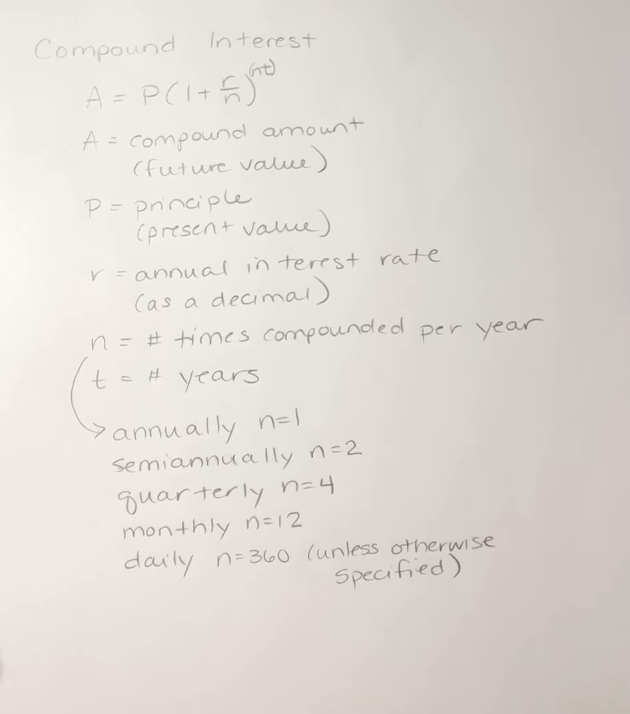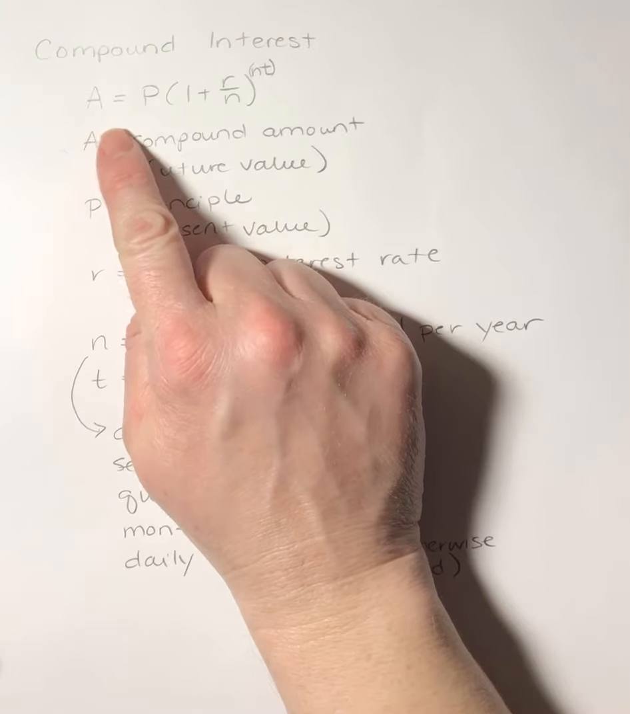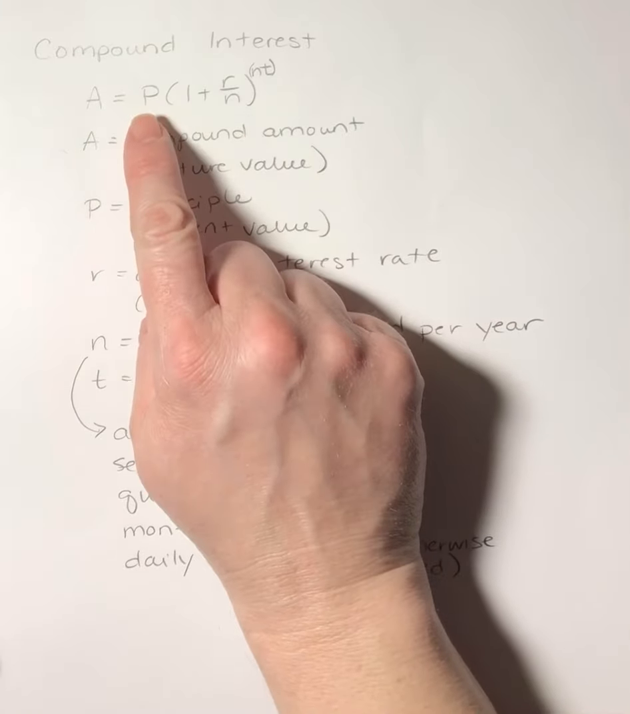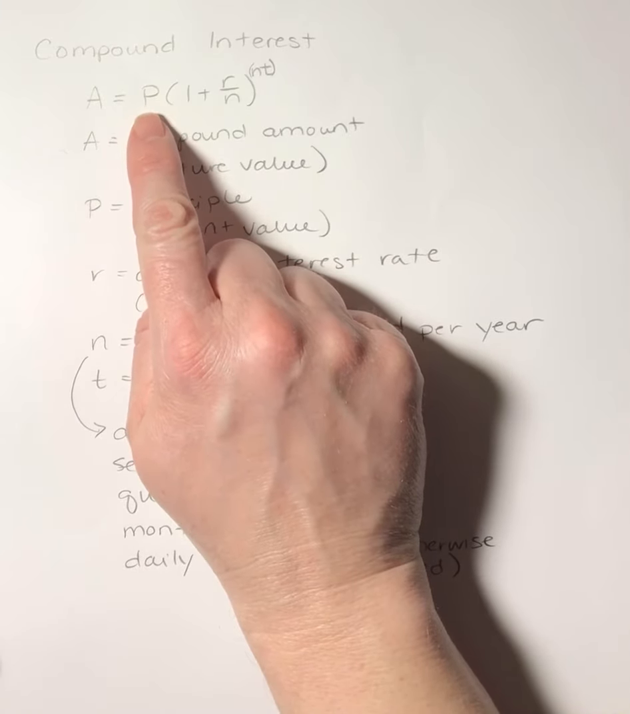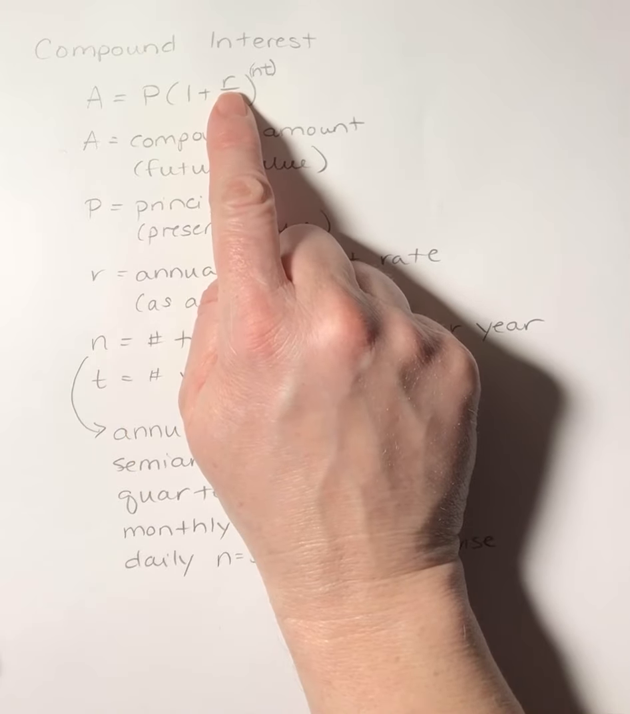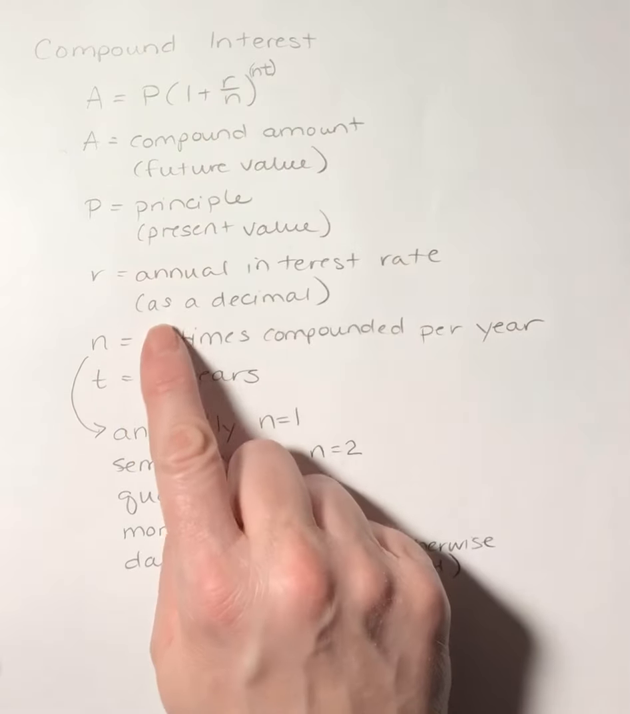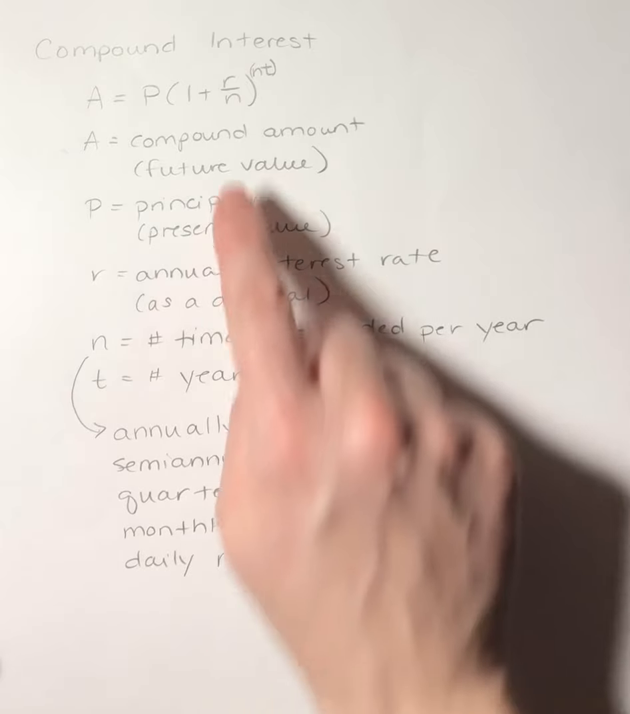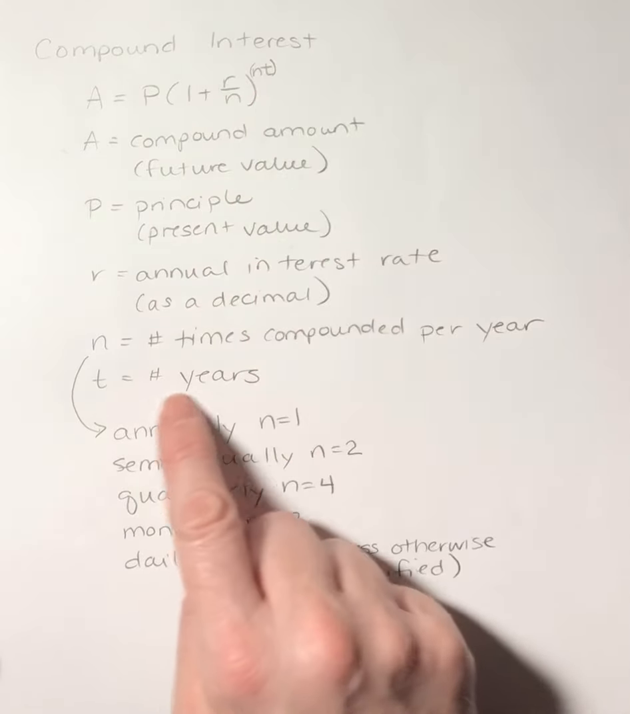Section 11.2 is on compound interest. Here's the formula for compound interest. P is still your principal, that's still how much you're starting with. R is still your percentage rate as a decimal. T is still your time in years.